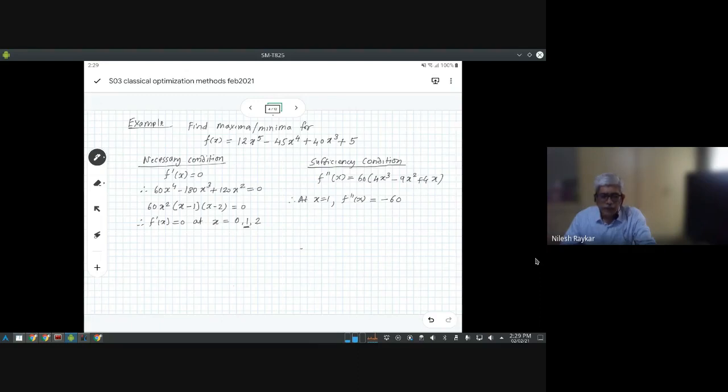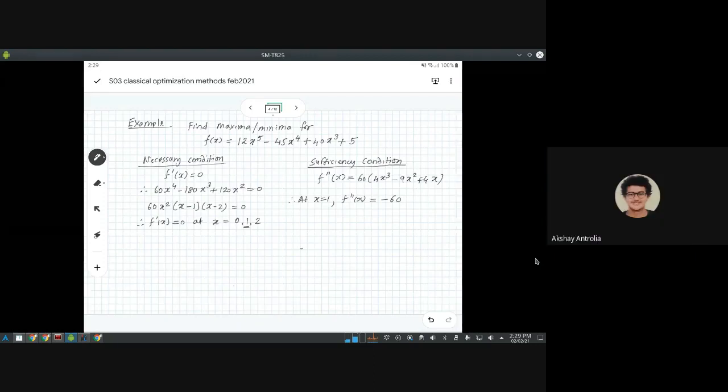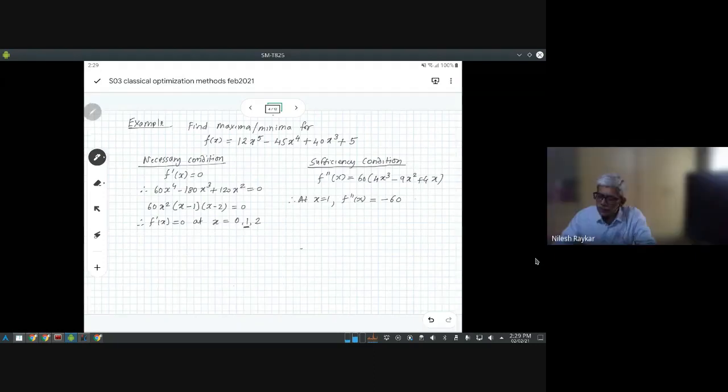So what does it mean? Is x equal to 1 a maxima, minima or inflection point? If the second derivative is negative, it is a maxima. So that means that x equal to 1 is a maxima. Or to be more accurate, it is a local maxima, because at present we don't know what is a global maxima or minima. So we will say that it is local maxima.